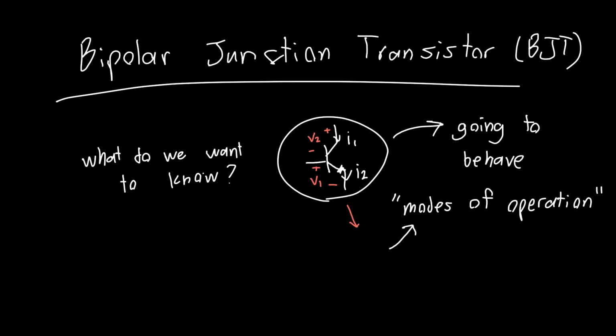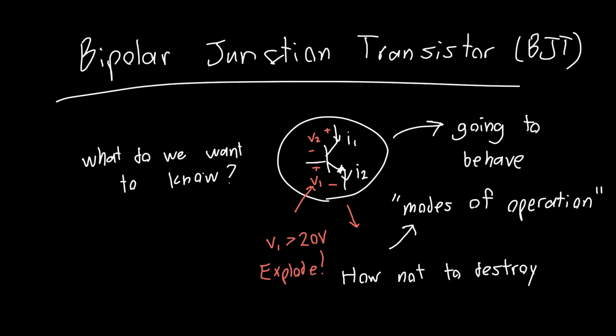We also want to know how not to destroy the BJT. So how not to destroy the device, because for some voltages I apply to this device, I might actually break it. So maybe if V1 is greater than, I don't know, 20 volts or something, this device might explode. And so we want to know when exactly that's going to happen. And just to be a little more realistic, this explosion voltage might be close to 1 volt. So you see how careful you have to be when using these devices.